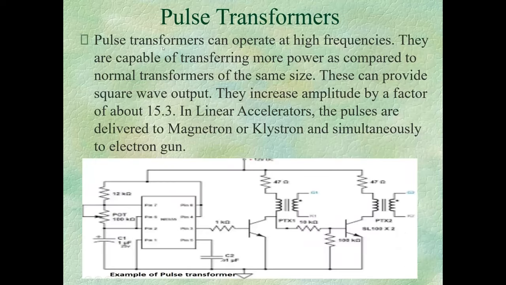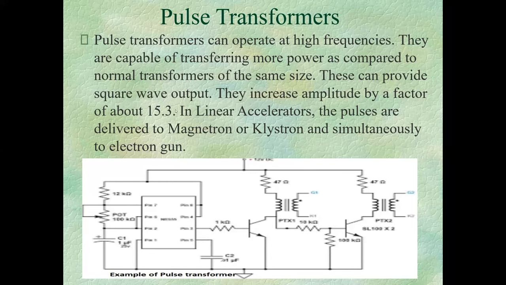Then the signal goes from the thyratron to the pulse transformer. They can operate at high frequencies. Pulse transformers are capable of transforming more power as compared to normal transformers. And that's why we use them in accelerators. And these can provide square wave output. And they can increase amplitude by a factor of 15.3.